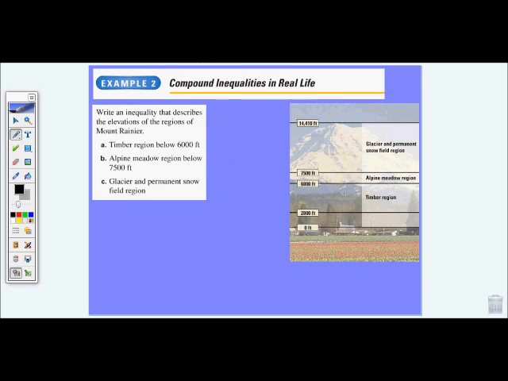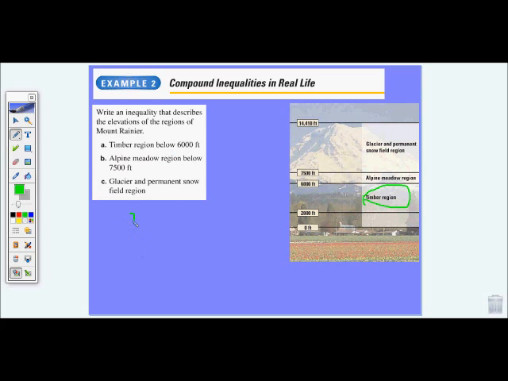Moving on, now we have some inequalities in real life. This time they're going to give us a description and we need to write the inequality. The first inequality we want to write says the timber region that is below 6,000. If I look at the picture here, here is my timber region. Let's do the timber region in green. It goes from 6,000 to 2,000 feet. So it says that is below 6,000 feet.